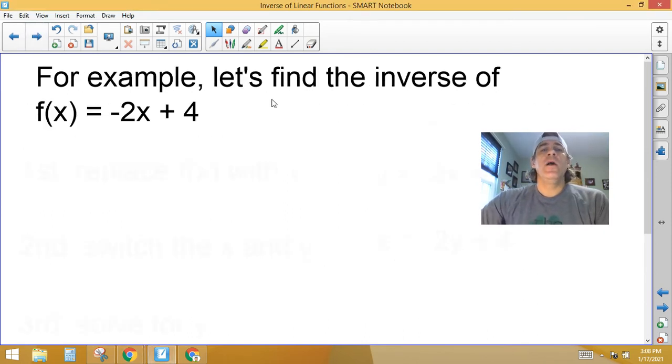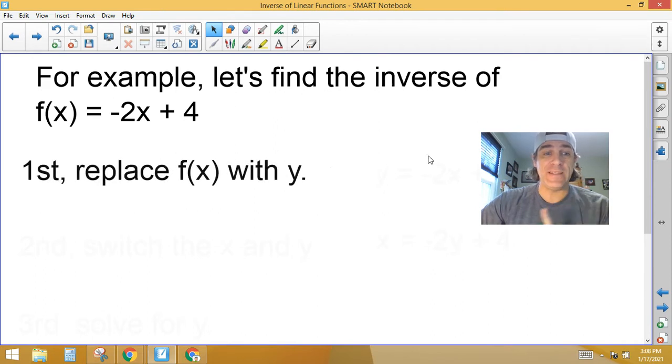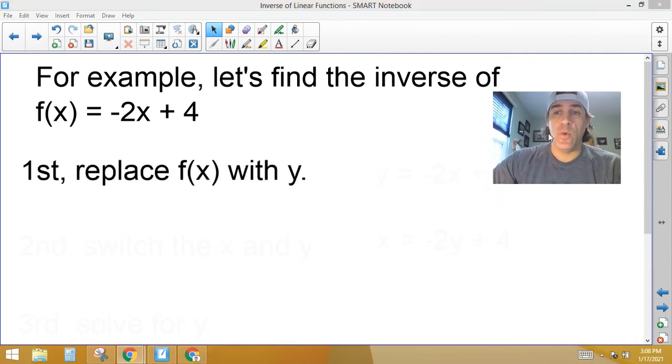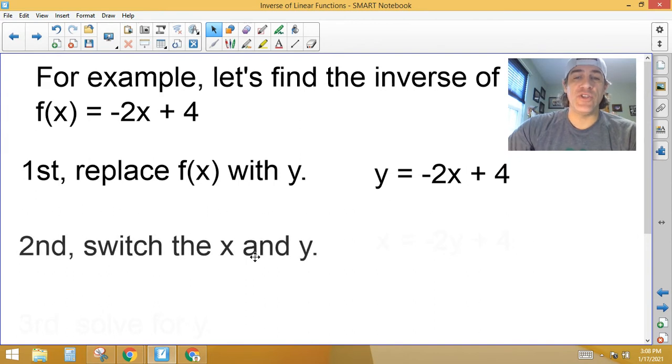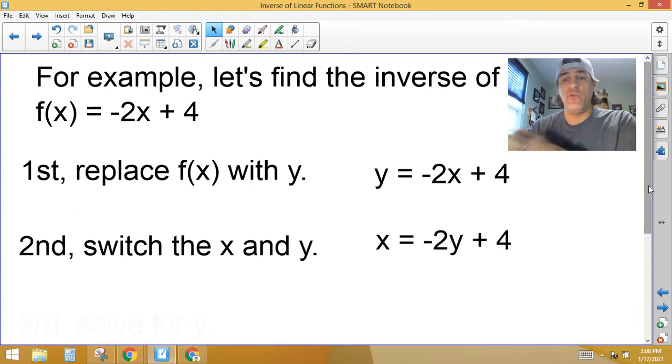Let's find the inverse of f of x equals -2x plus 4. This is just a regular function. First, we replace f of x with y. Pretty easy. Next, we switch the x and the y, so they switch places. Now it becomes x equals -2y plus 4.